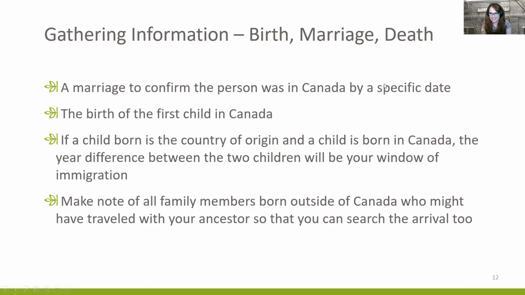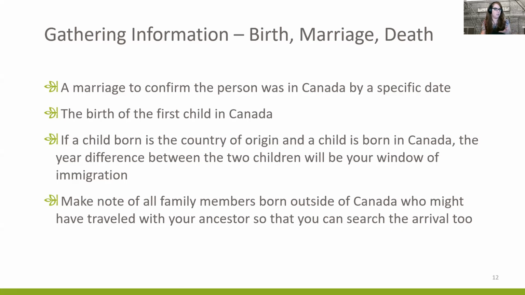Okay, so other than the census records, we can also use birth and marriage and death records in Canada. What we're looking for is to find maybe the earliest document that the person would have been captured. We're trying to create a timeline or a window of when the person would have immigrated to Canada. So a marriage could confirm somebody was in Canada by a specific date.